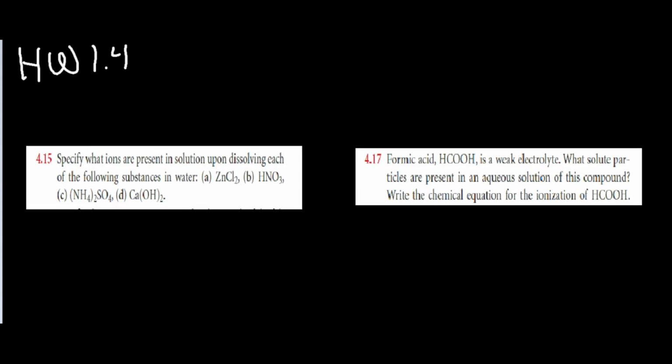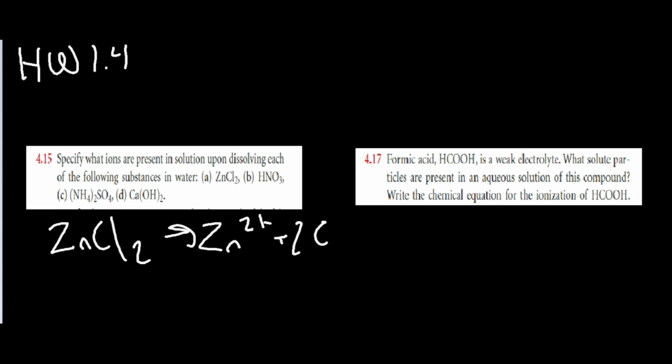Okay, so 15 and 17 are kind of simple questions, so I'm not going to go into as much depth, but I'll explain them pretty briefly. 15 is just asking what ions are present when you dissolve them. So you just split these up into ions. For example, for zinc chloride, you have ZnCl2, and when that breaks up, you get Zn2+ and 2 Cl-, and that's the same thing for all of these. HNO3, you get H+ and NO3-. For (NH4)2SO4, again same thing. Same for D, easy, simple. Just what can you break this into?